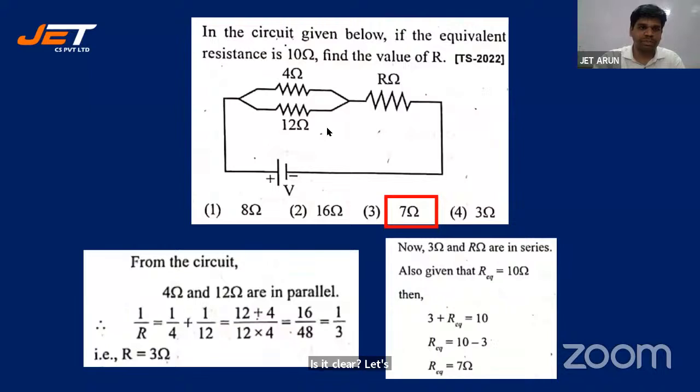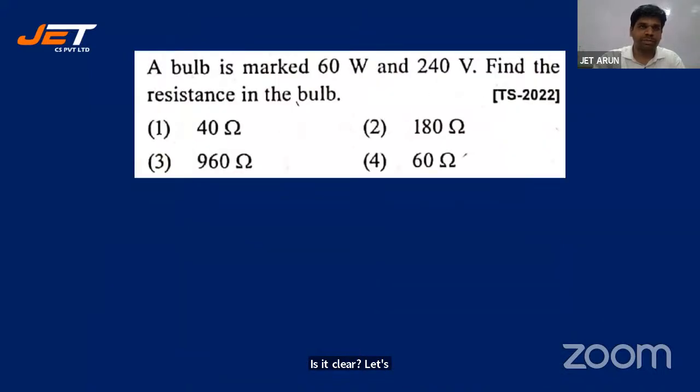Let's go for the next one, students. A bulb is marked 60 watts and 240 volts. Find the resistance of the bulb. Again, physics of the problem, math of the problem. Be careful when you do math. Your physics seems to be strong, but be careful with the math.